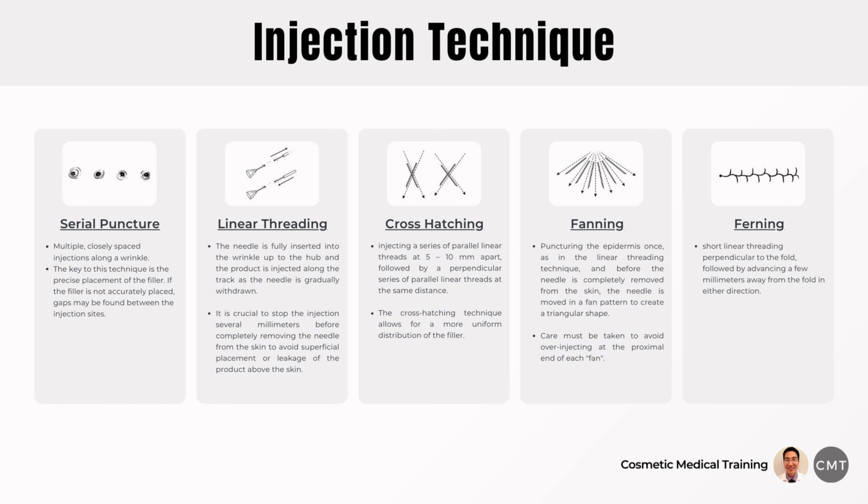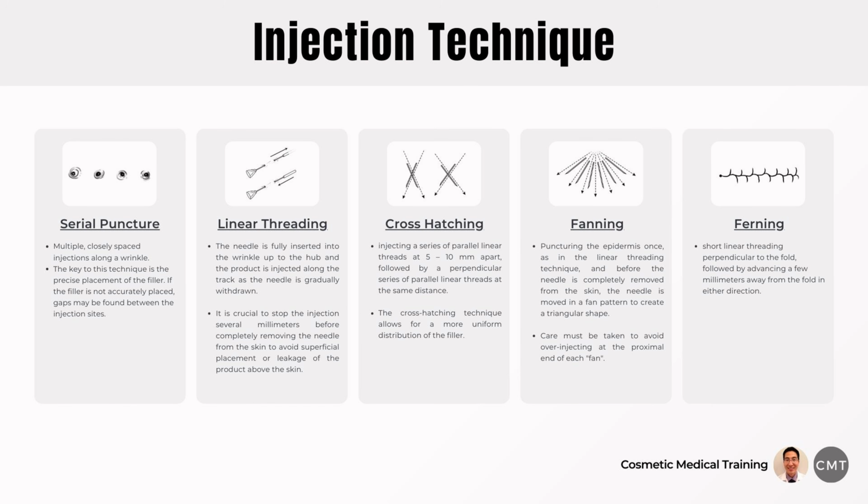Cross-hatching. Cross-hatching is a technique that involves injecting a series of parallel linear threads at 5 to 10 millimeters apart, followed by a perpendicular series of parallel linear threads at the same distance. This creates a grid-like pattern and is particularly useful for adding volume to a larger area or when multiple wrinkles are close in proximity. The cross-hatching technique allows for a more uniform distribution of the filler, resulting in a more natural-looking result.